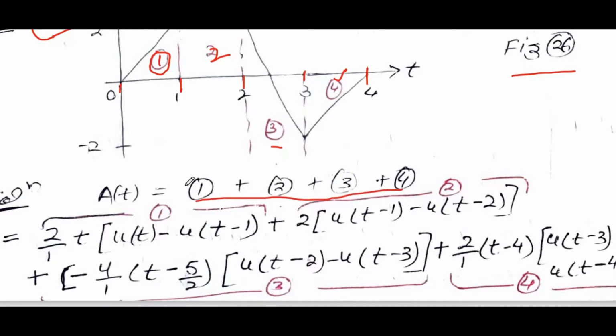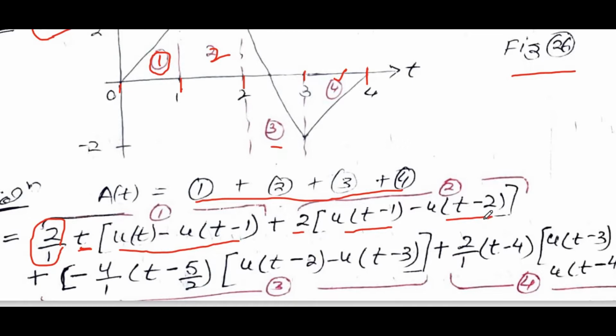Now let us synthesize the first part. 2 upon 1 is the ramp for this first part and it is passing from 0, so I have written t. And u of t minus u of t minus 1. Second part is a gate function, magnitude 2, u of t minus 1 minus u of t minus 2. This is the second part.